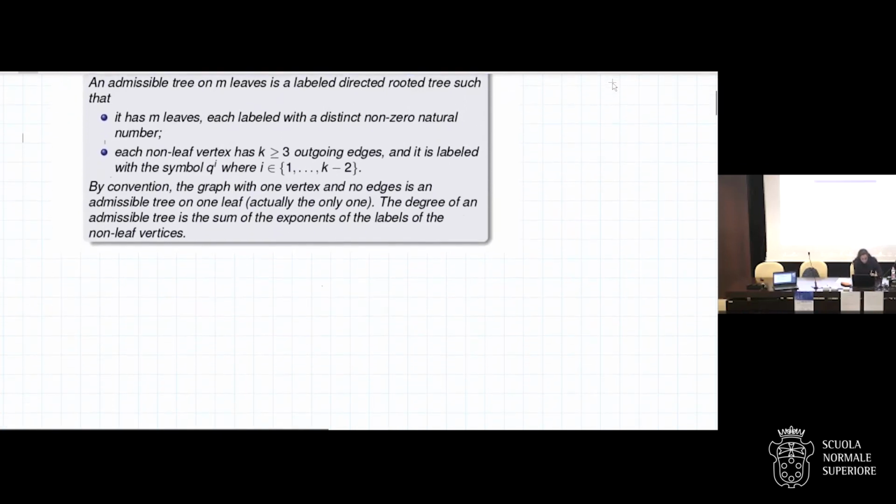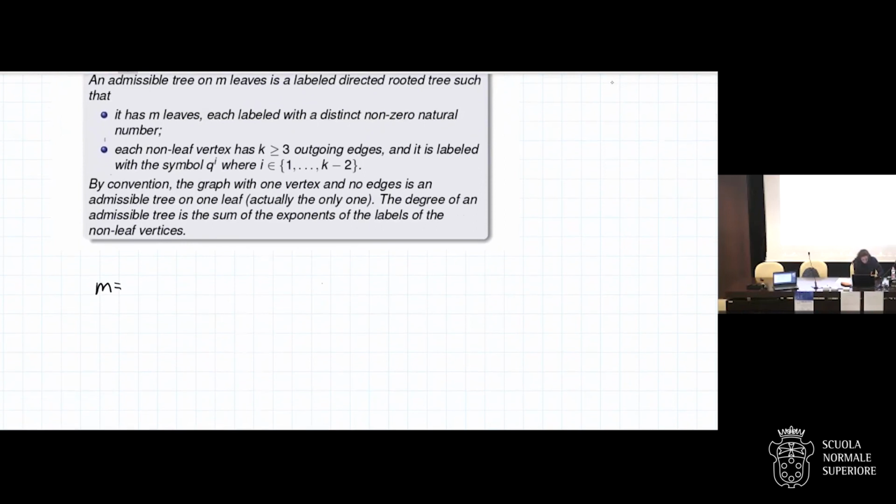So let me give you an example. For example, let's take m equal to 6. So we start with 6 leaves, and we want to label these with distinct natural numbers. Now we draw some internal vertices. And we want at least 3 outgoing edges from each of these internal vertices.